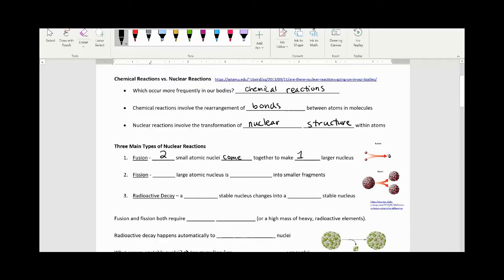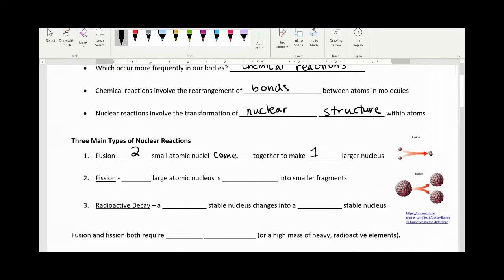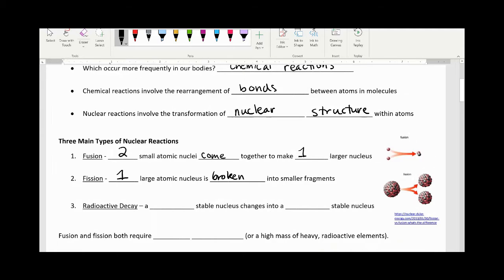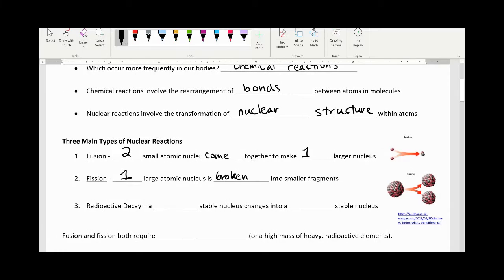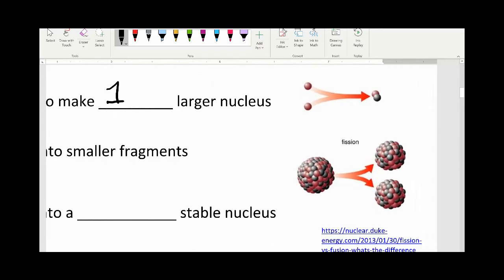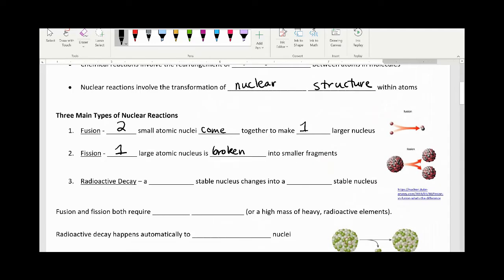Now in fission, that's going to be the opposite process, where you start with one large atomic nucleus and it will be broken into smaller fragments. Sometimes that may be 2 fragments, sometimes it may be 3, it just depends. So fission is where you're taking one large nucleus and breaking it into smaller atoms.